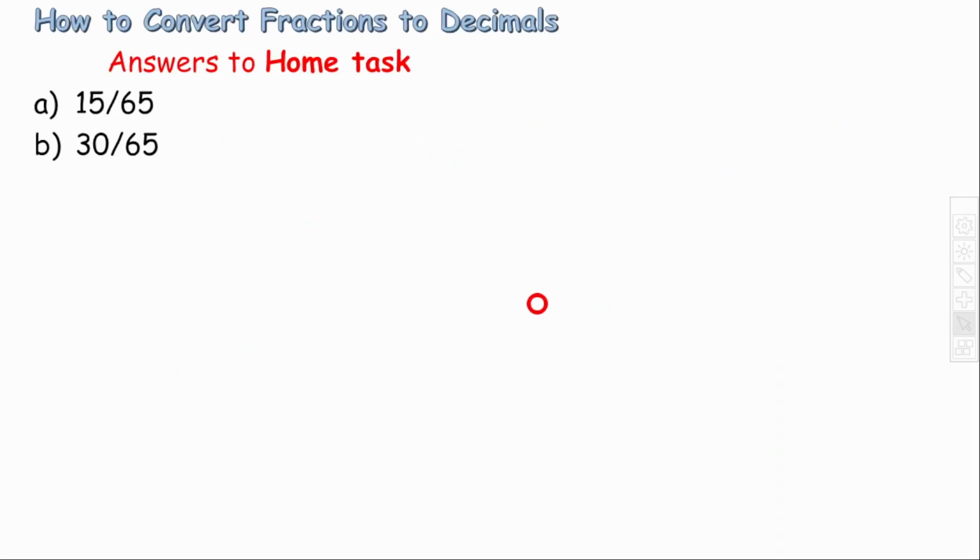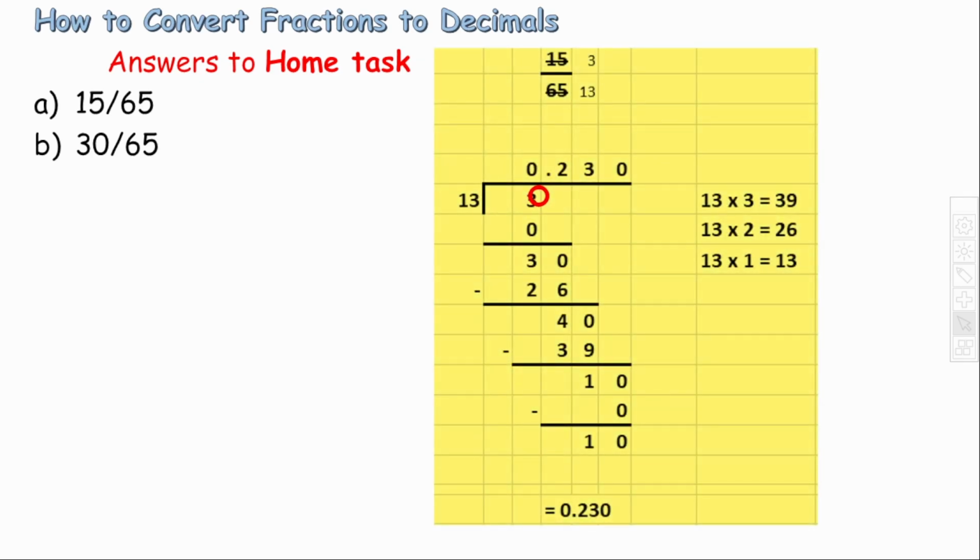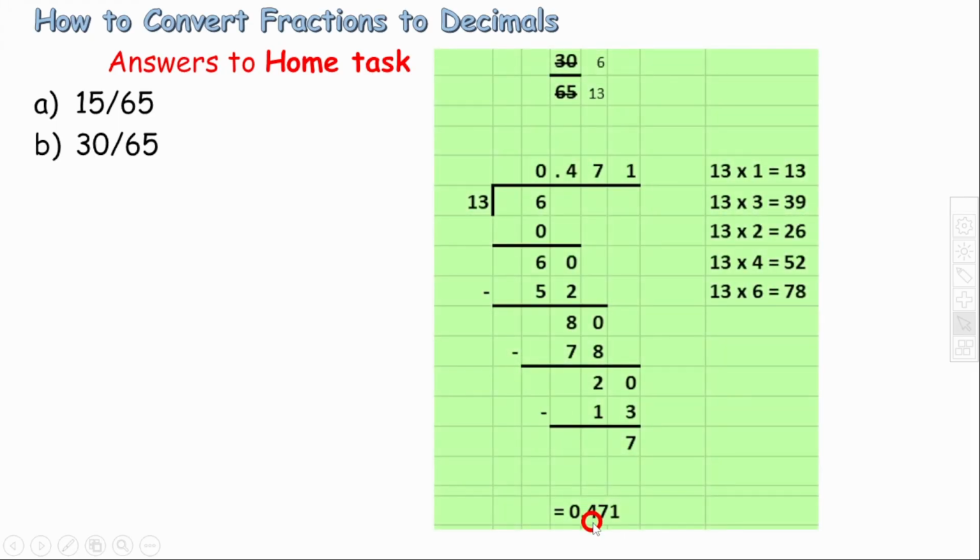Remember in the last class, I gave you some home tasks on how to convert fractions to decimals. These are the answers to those home tasks. The final answer to the very first question is 0.230. The final answer to the second question is 0.471.